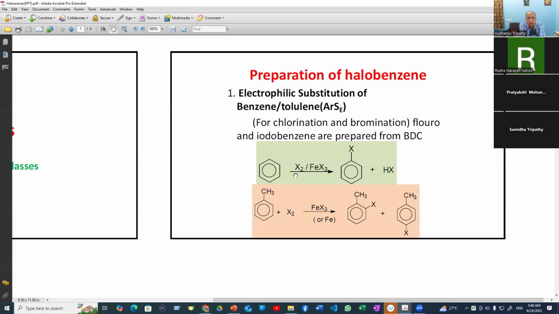And all, not all, okay, all but some groups, I reserve for you to answer. All plus M or plus R groups or plus I groups are OP directors and activators. They enhance the rate of reaction. But which groups are OP directors but deactivators?